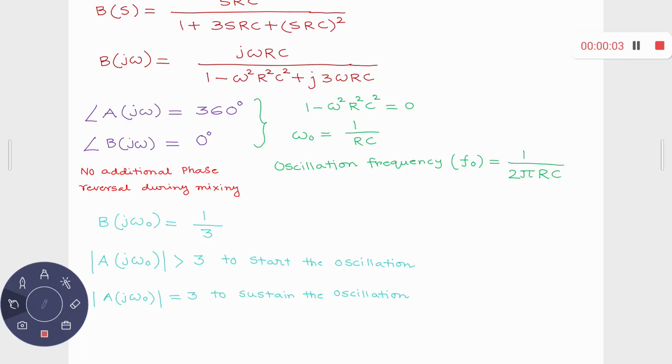So we started our discussion on oscillators last day. We have two types of RC oscillator. One was the RC phase shift oscillator, and the second one was the Wien Bridge oscillator. The basic idea behind the oscillation is that, let me once again recapitulate what we have discussed last day.